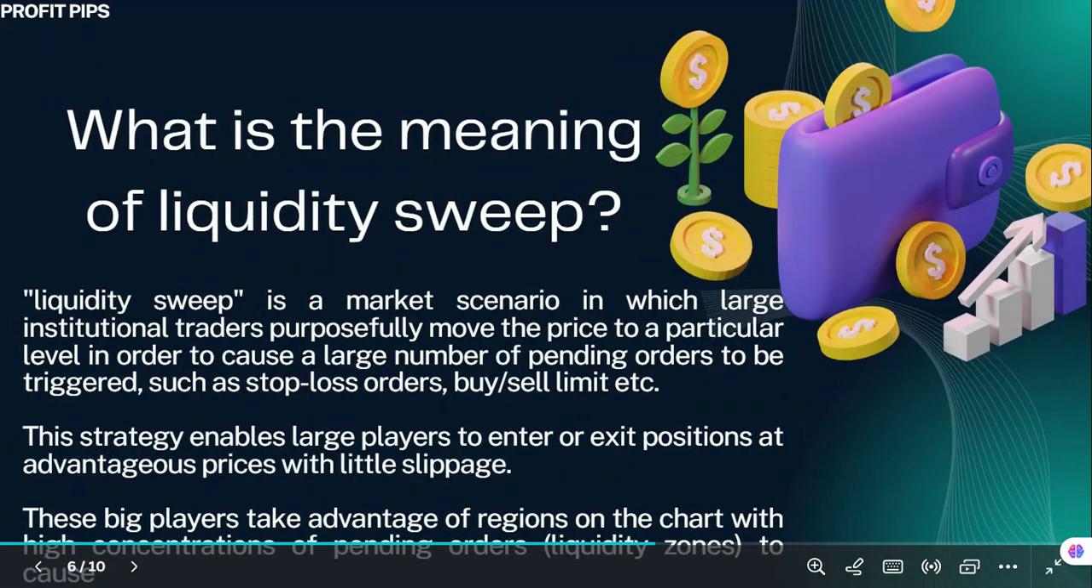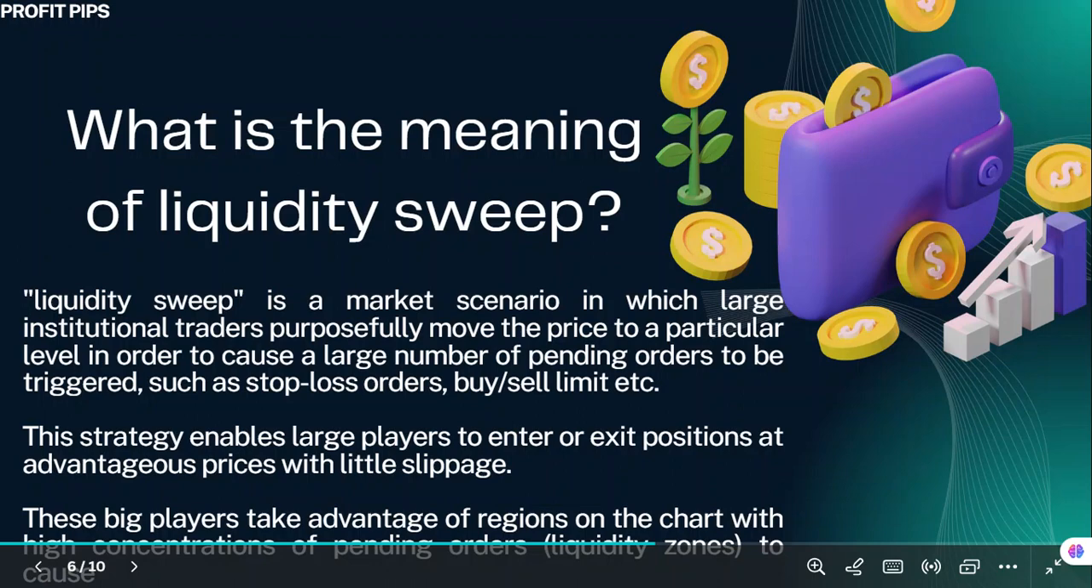Okay, so what is the meaning of liquidity sweep? This is a very, very controversial topic in the forex world. Liquidity sweep, also known as market manipulation. Some call it market manipulation because it is a market scenario in which large institutional traders purposefully move the price of a pair or of a market to a particular level in order to cause a large number of pending orders to be triggered, such as stop loss, buy limit, sell limit, etc.